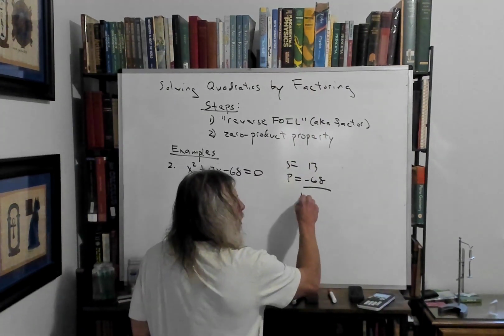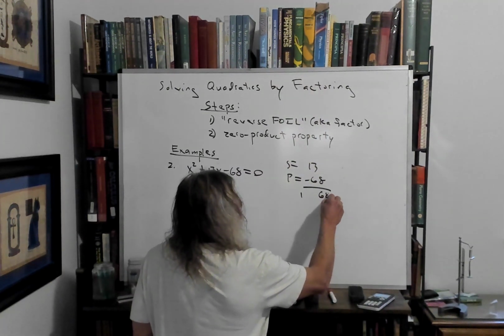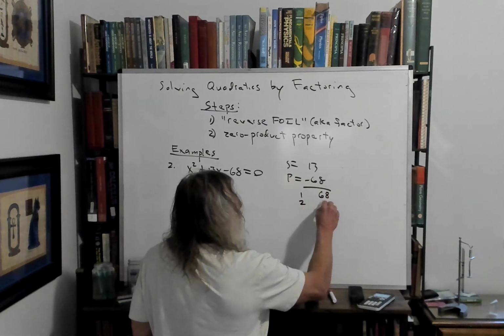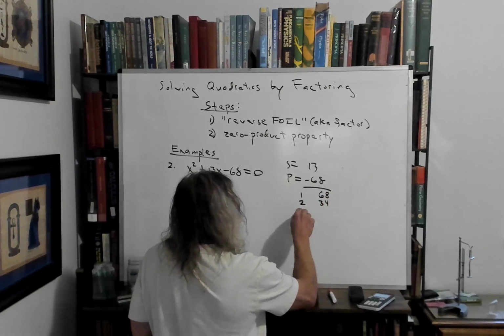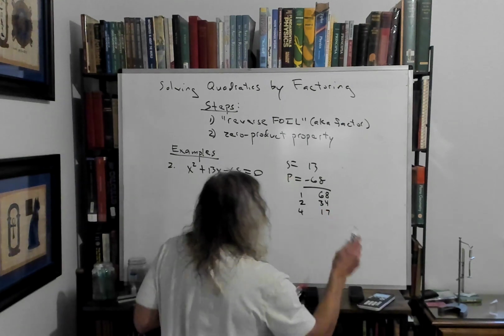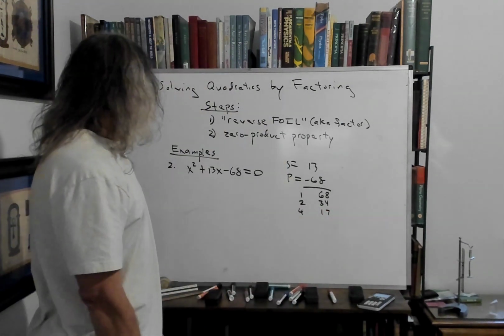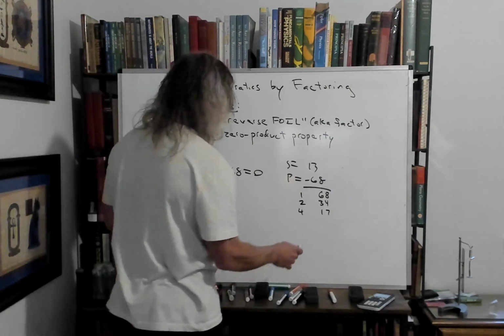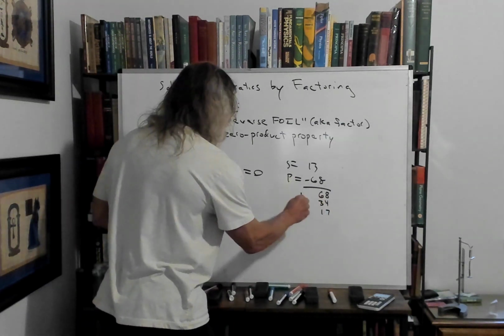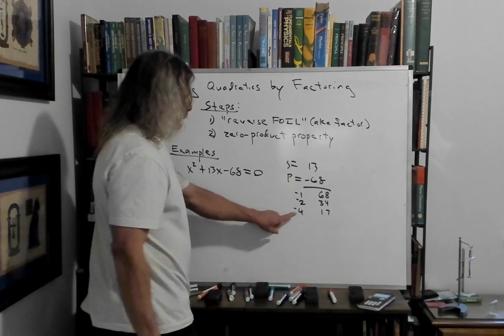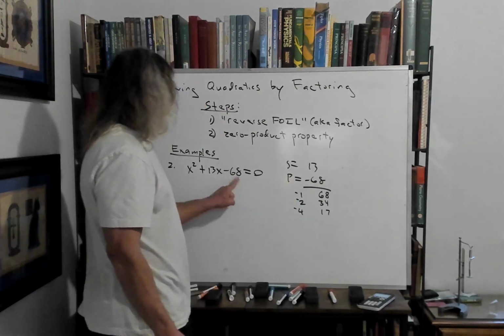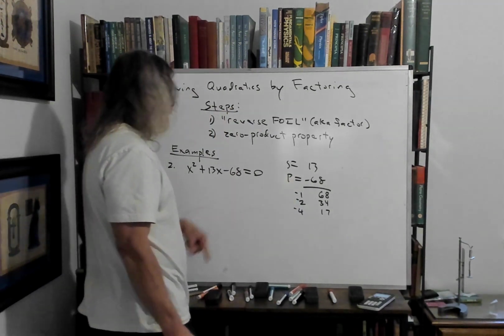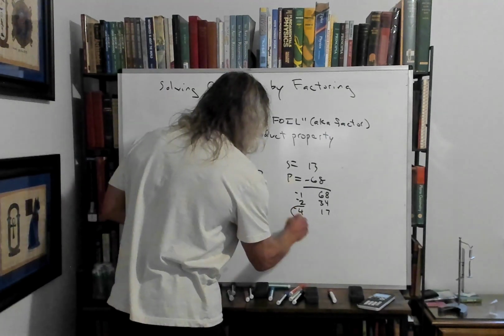And we get 1 and 68, 2 and 34, 4 and 17. Those would be all the ones. We multiply and make a negative and add to make a positive, so the bigger one is to be positive. This times this is negative 68. This times this is negative 68. But these add to make positive 13.